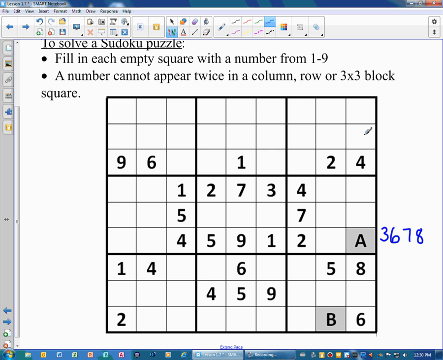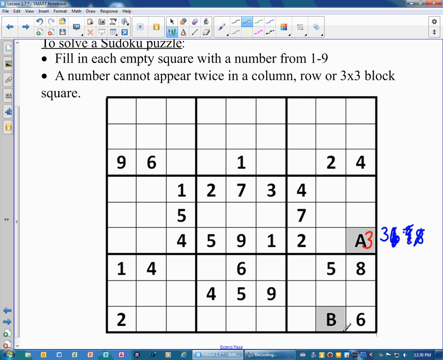Now look at it in this column. I already have an 8, so I'd cross 8 out. Okay, because this can't be an 8 because I already have an 8. Couldn't be a 6 because in this column I already have a 6. Okay, and then in this 3x3 square, I already have a 7. So the only possible thing that A could be is a 3. Has to be a 3.